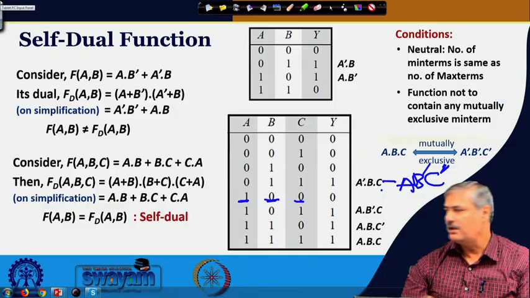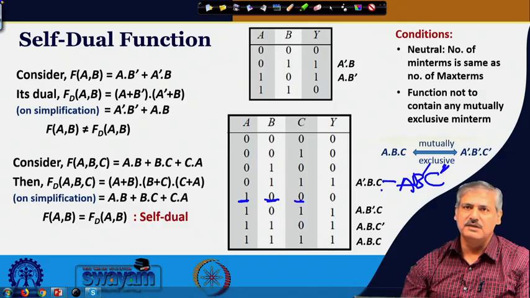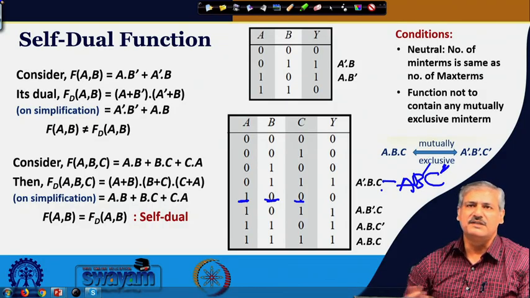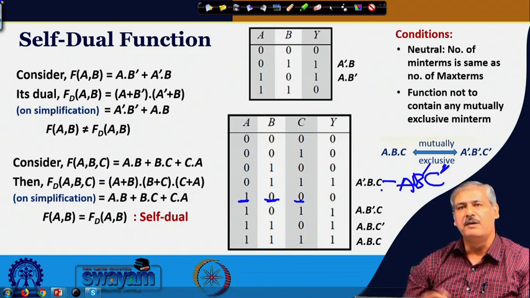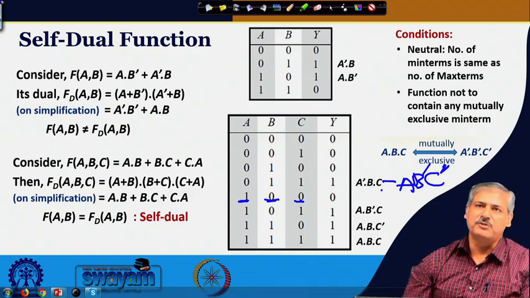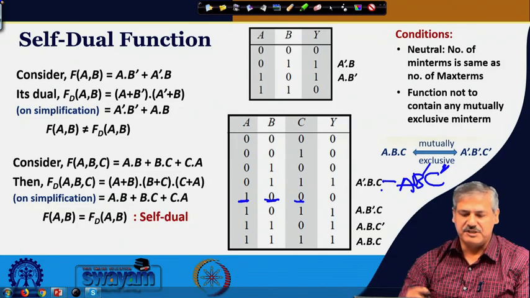Wherever you see such cases, if you examine, you can find self dual functions, and for these, if you just change the AND and OR, the circuit may look different, but the function output will remain the same, without any alteration in the input output relationship.